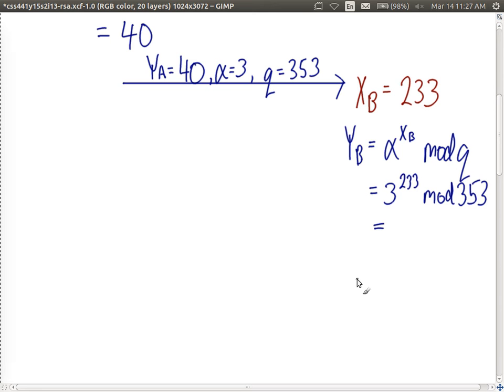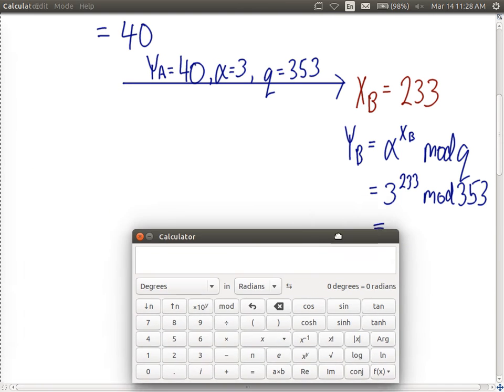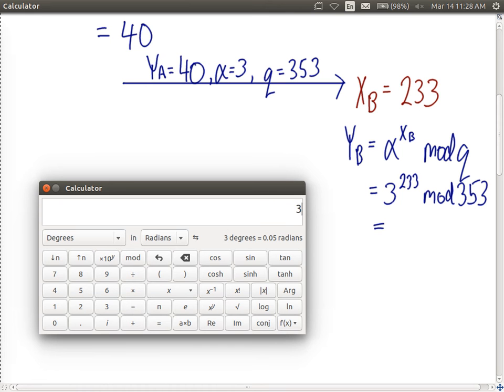When you use your calculator, you should not calculate the exponent first, get the answer, and then mod. Often when you calculate the exponent, the answer will be approximated. It will not be the full one. But many calculators, if you include the mod in the first operation, will find you the exact answer. I'll show you on my calculator what I mean. 3 to the power of 233 doesn't give me the exact number. It gives me an approximation.